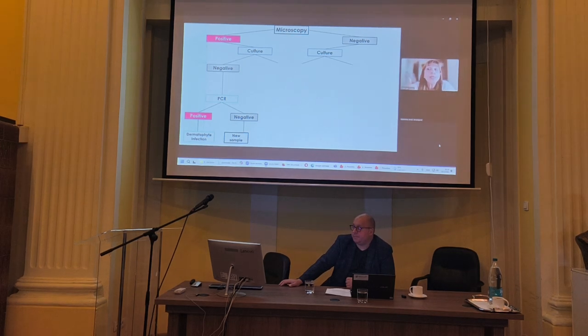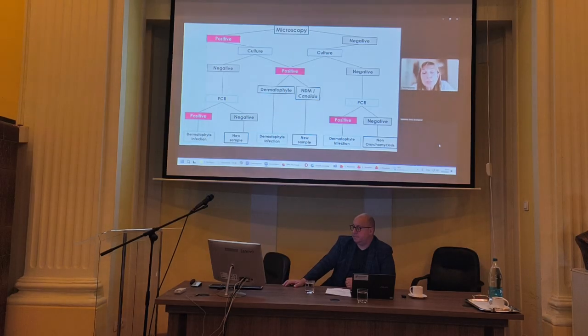If the microscopy is negative and culture is negative, and we have the clinical picture of onychomycosis, we need to do a PCR. If it's positive, a dermatophyte infection is confirmed, but if negative, no onychomycosis.